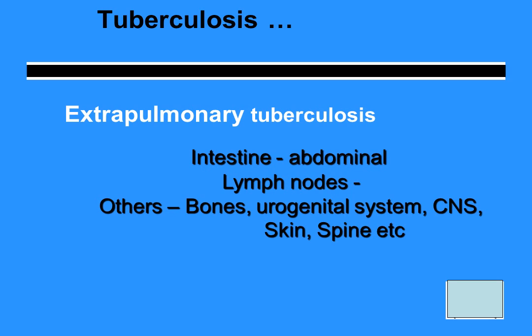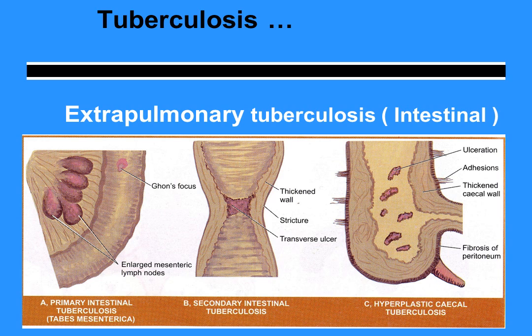Apart from the lung, there are different organs which can get affected by tuberculosis. It is the intestine which commonly gets affected in abdominal tuberculosis. Various lymph nodes can show tuberculosis. Bones, especially the spine, can show tuberculosis, which is called Pott's spine. Then the urogenital system, including the kidney, the central nervous system, like the meninges, and even the skin can show tuberculosis. So here are a few examples.